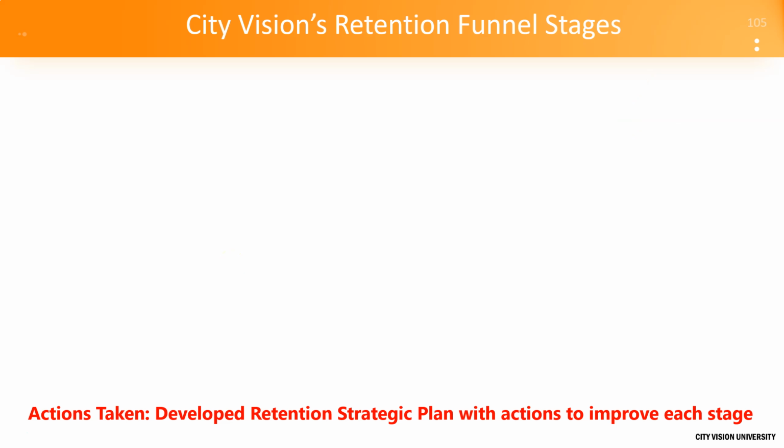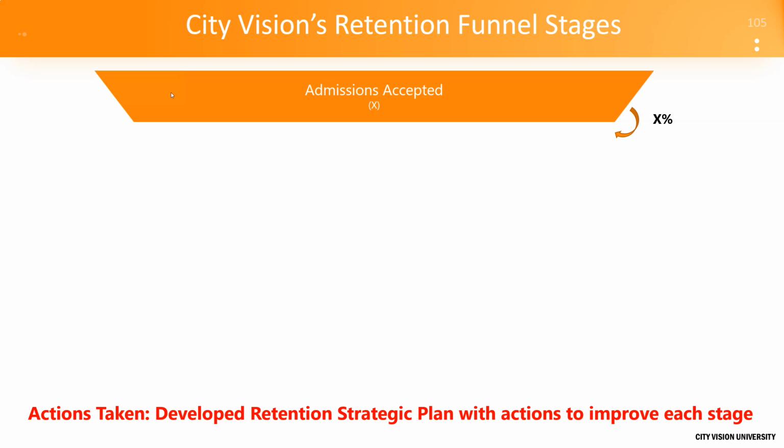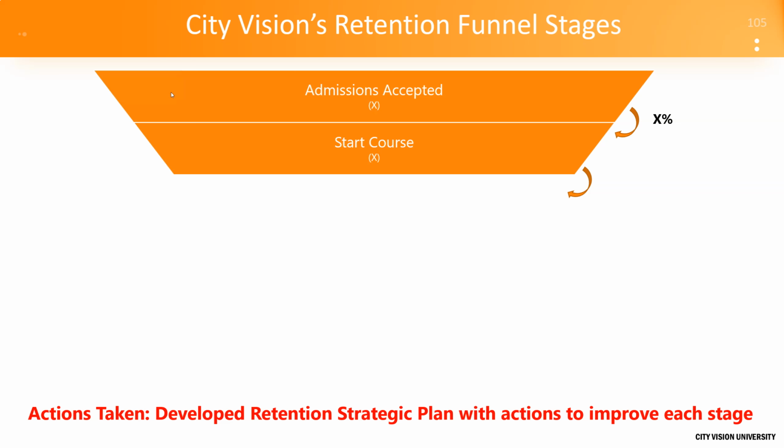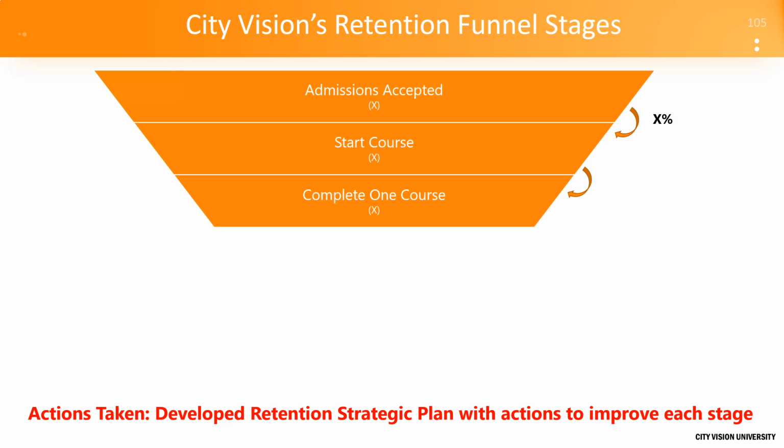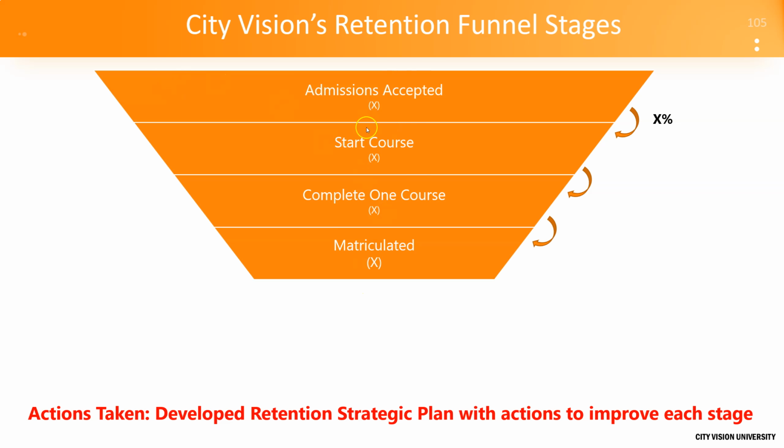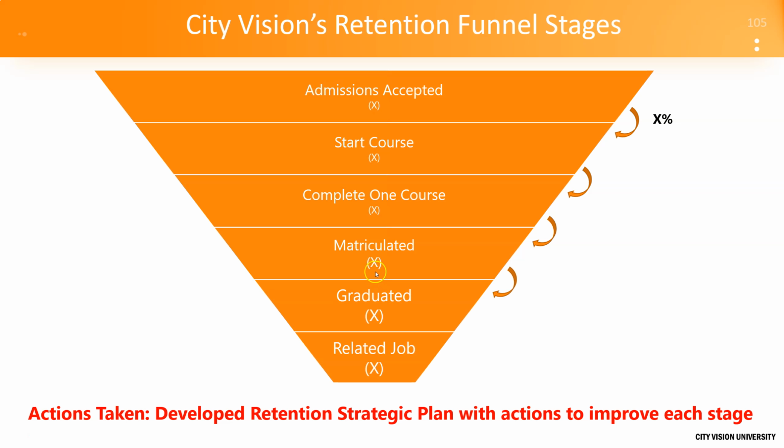So, I'm going to use City Vision as a model, and I would encourage you to create some type of funnel like this for your organization. For City Vision, we have those who are accepted into the program, those who start a course, those who complete a course, and we track the data. That's what these axes are. Those who graduate, and those who get a related job.